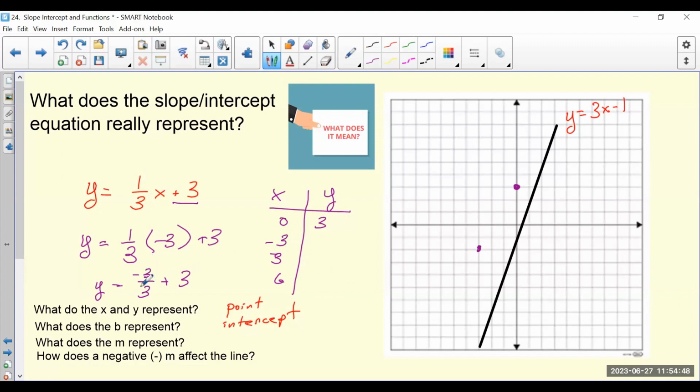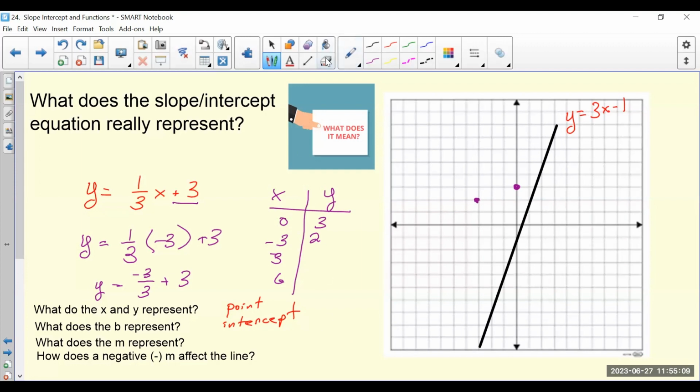If this is -3, -3 divided by 3 is -1. -1 plus 3 is a positive 2. So we would have quickly found out that one's in the wrong place. So let's go -3, 1, 2, 3, positive 2. There we go. That makes much more sense.